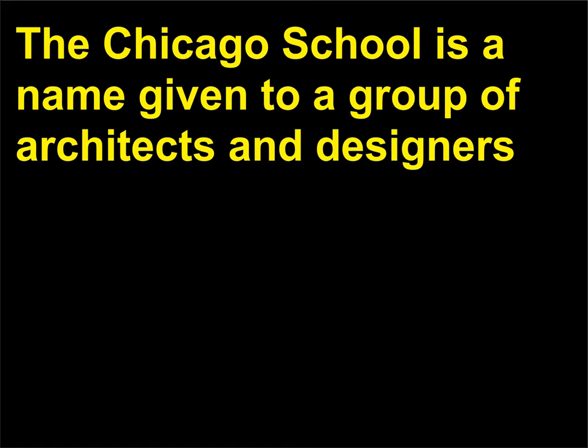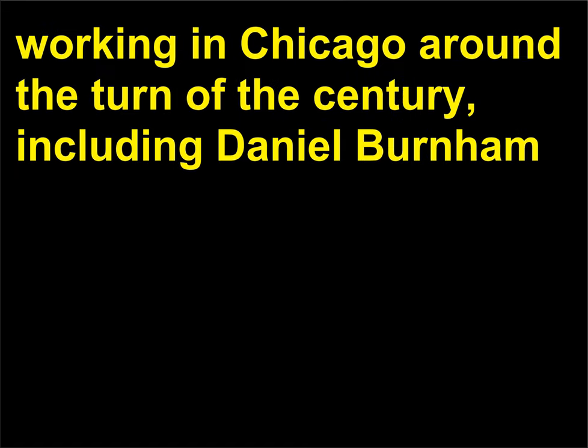The Chicago School is a name given to a group of architects and designers working in Chicago around the turn of the century, including Daniel Burnham, 1846-1912, William L.E. Baron Jenny, 1832-1907, and Louis Sullivan, 1856-1924.